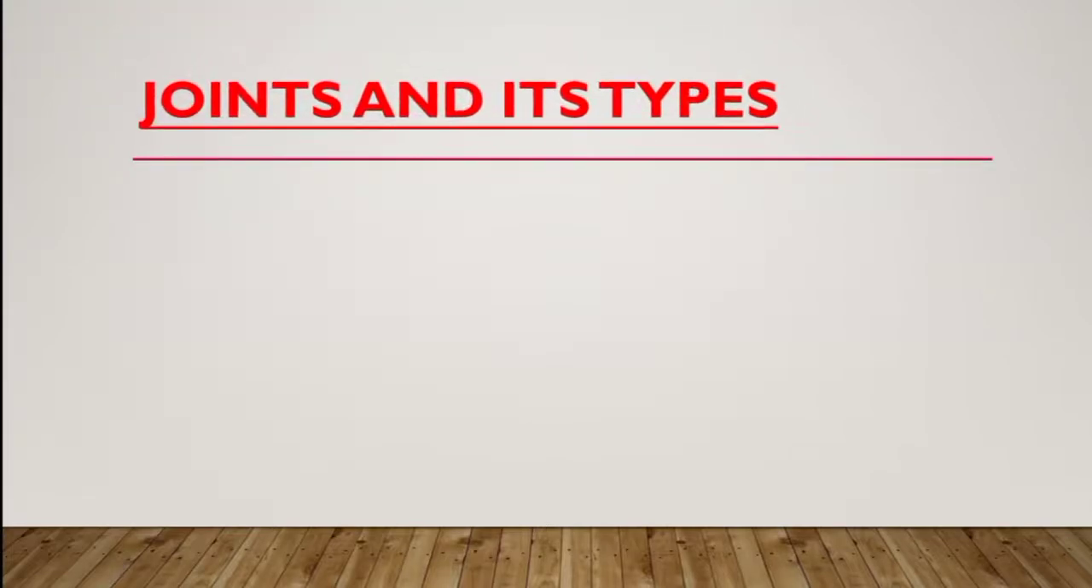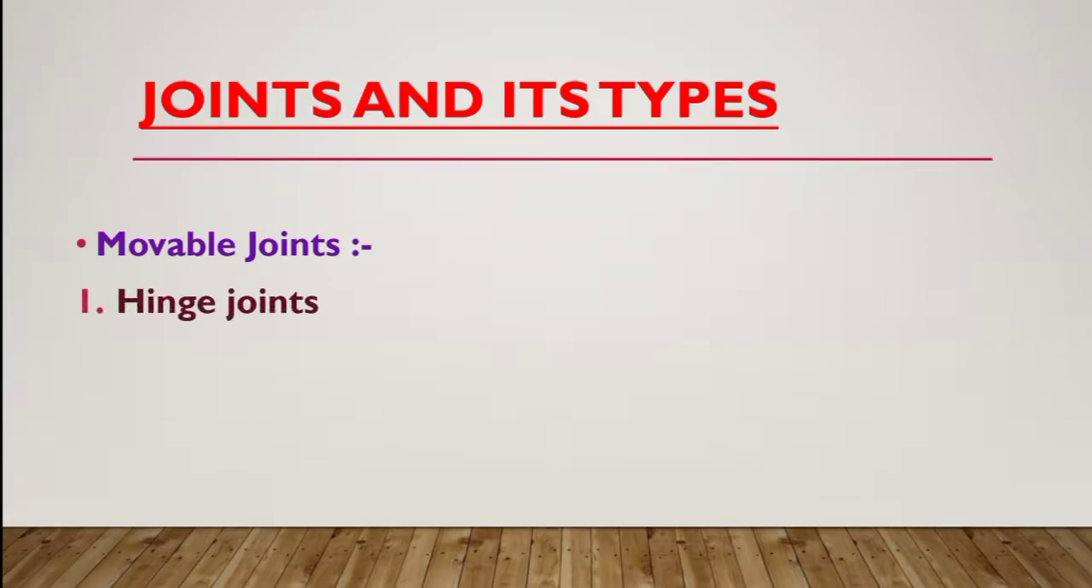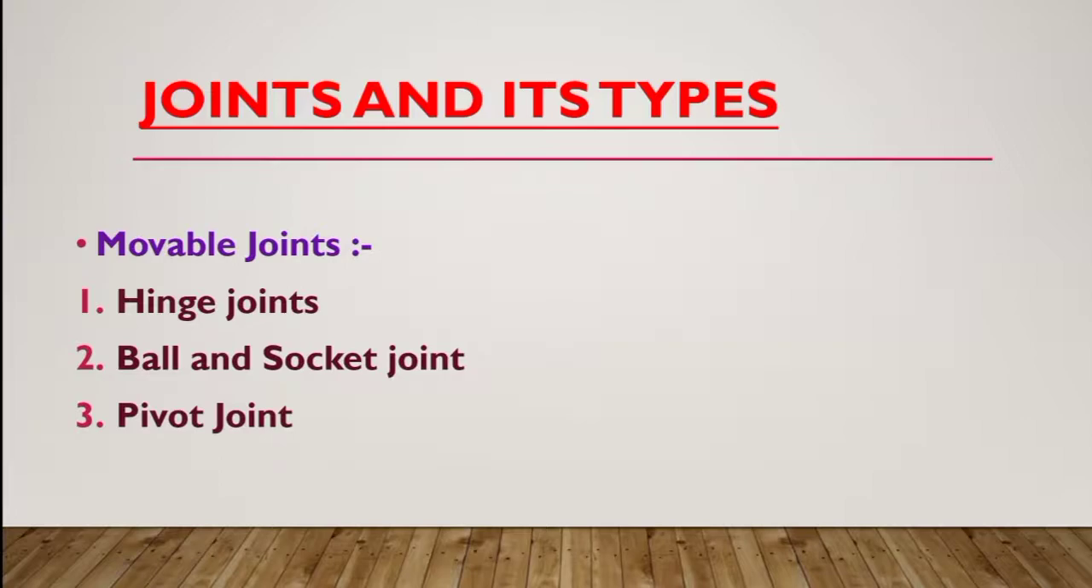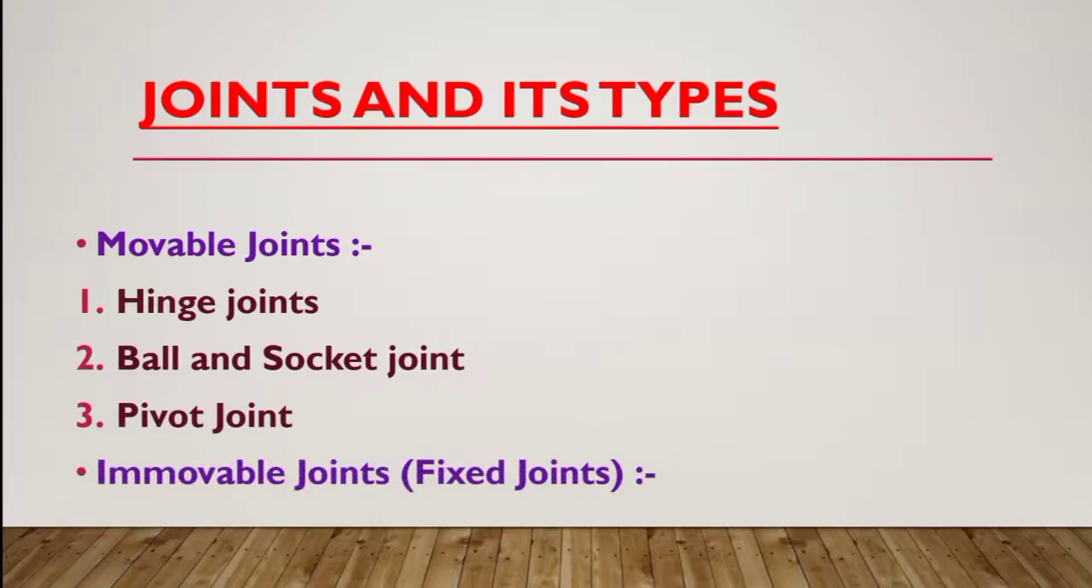Types of joints. There are basically two types of joints, movable joints and immovable joints. Movable joints are those which allow various types of movements like hinge joints, ball and socket joint and pivot joint. Immovable joints are those which do not allow any kind of movements and they are also called fixed joints.